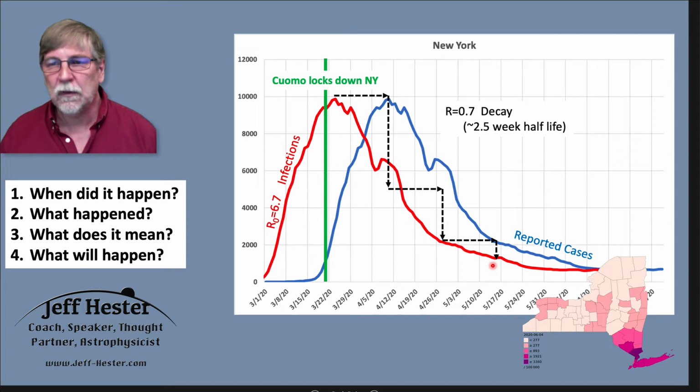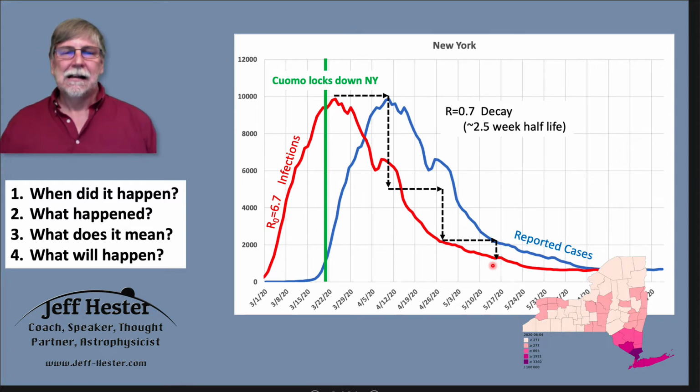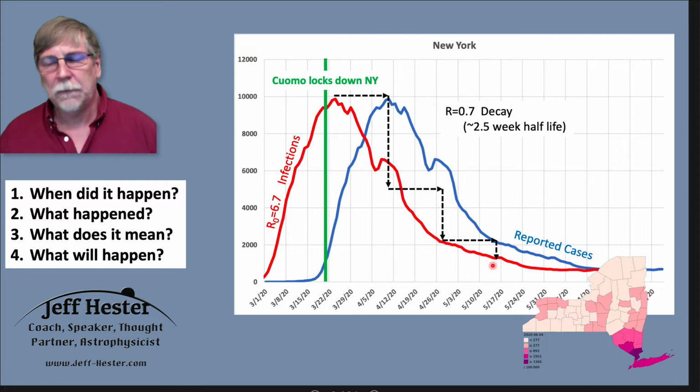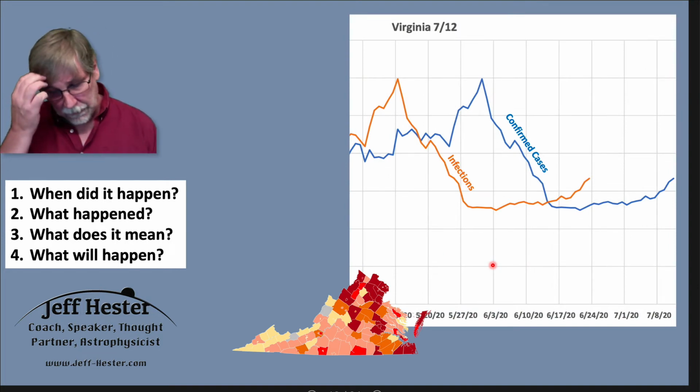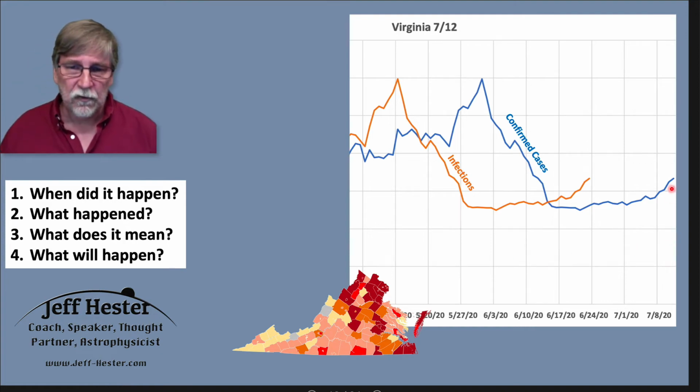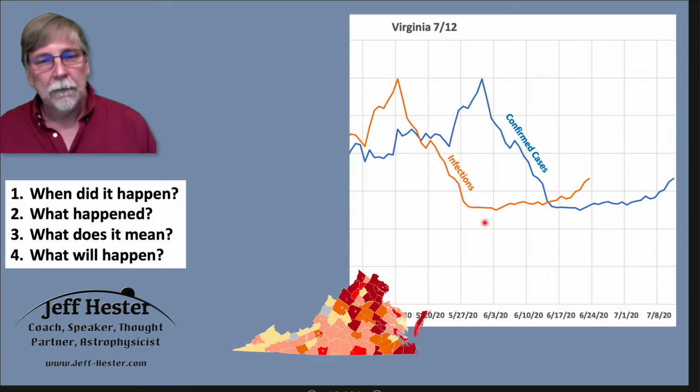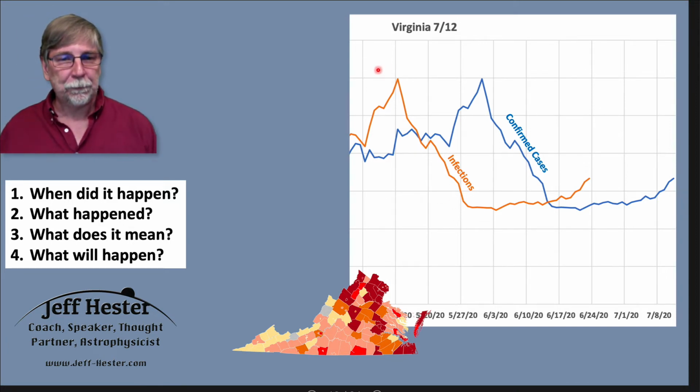All right, so there's New York. We now have enough information to look at cases and actually start saying really interesting things about the future. So, for example, here's Virginia. Virginia, the blue is showing the number of confirmed cases. The orange here is showing that curve just moved back by 2.5 weeks. So when the infections were taking place, you look at what's going on in Virginia.